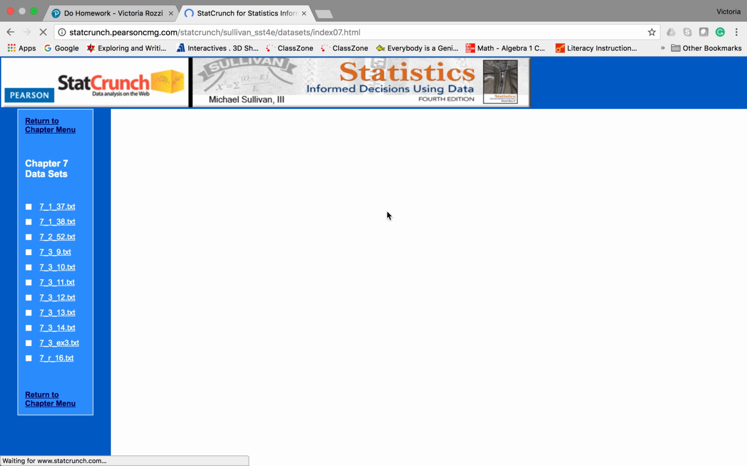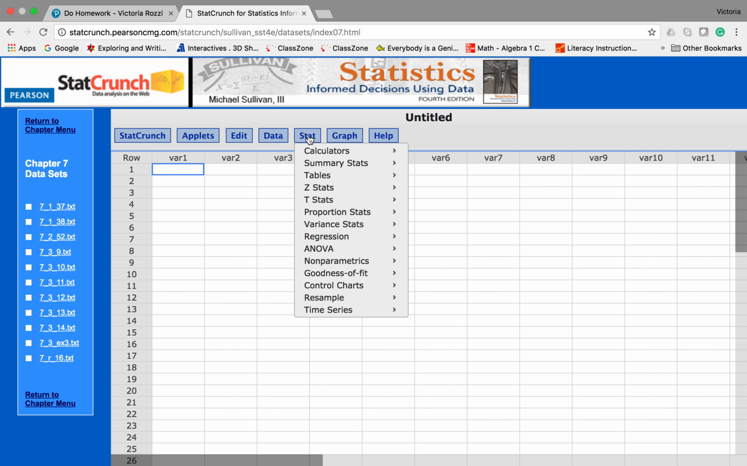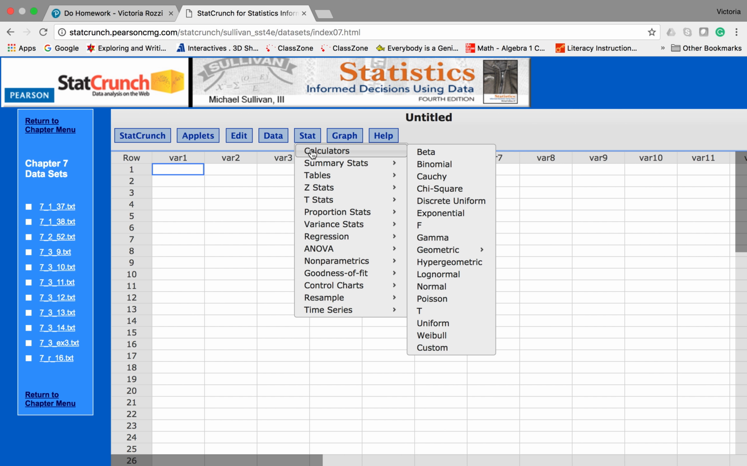So here StatCrunch comes, and what we're going to do is go to what's called the normal calculator, and I'm going to show you how to get to that so we can input our information and be able to get these probabilities really easily. To get to the normal calculator, we're going to press Stat, go to Calculators, and then go all the way down to Normal. Okay, so Stat, Calculators, Normal.